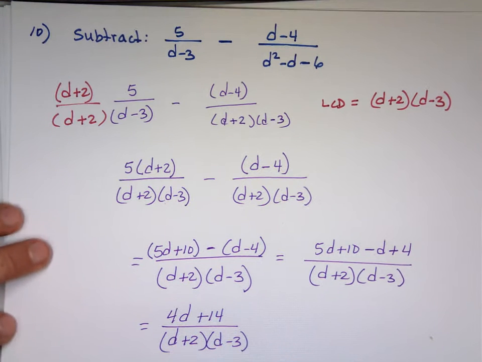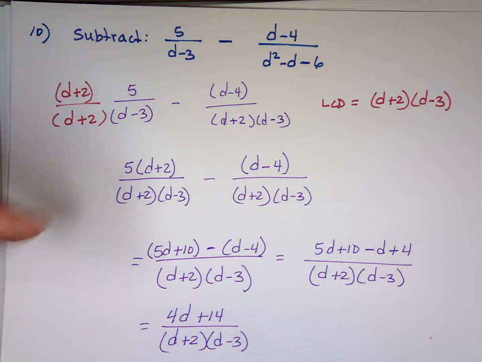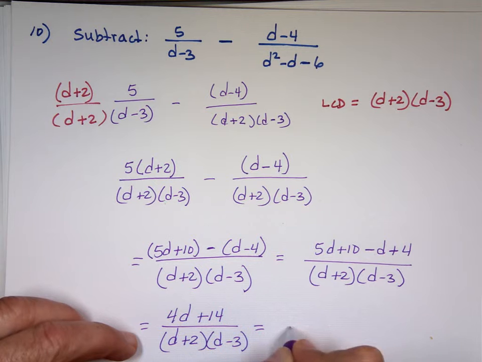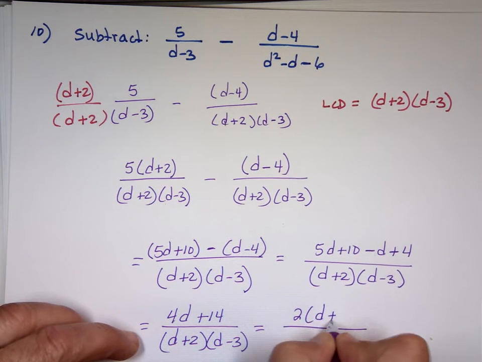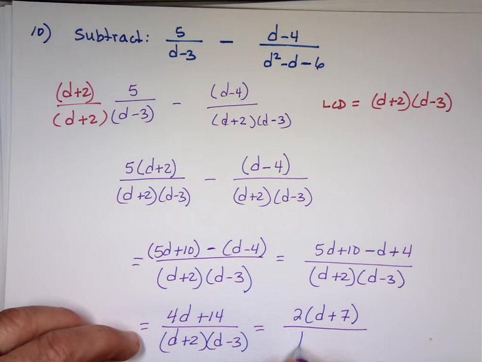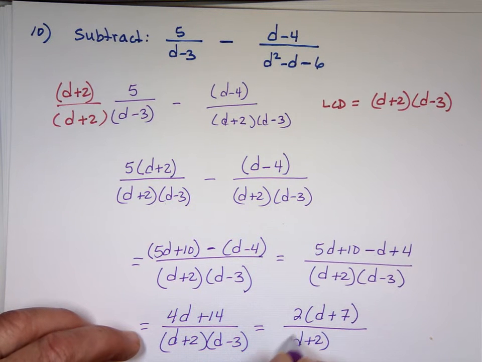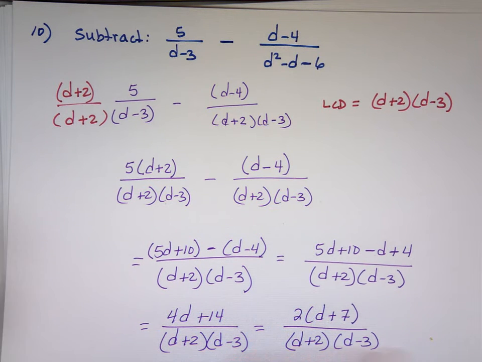Now always try to factor the top, because you never know if anything is going to cancel. I can factor a 2 out. 2 times 2d plus 7 over d plus 2, d minus 3, and there's really nothing that will cancel to simplify that. So it's going to stay like that.